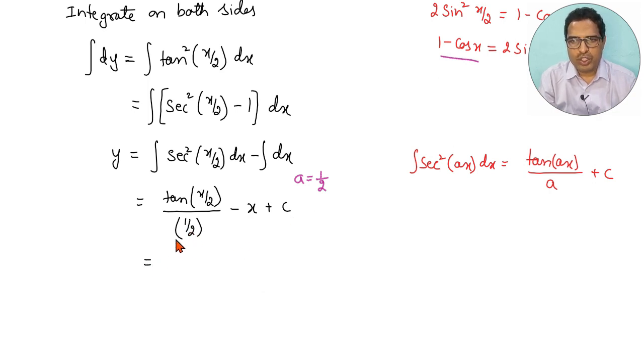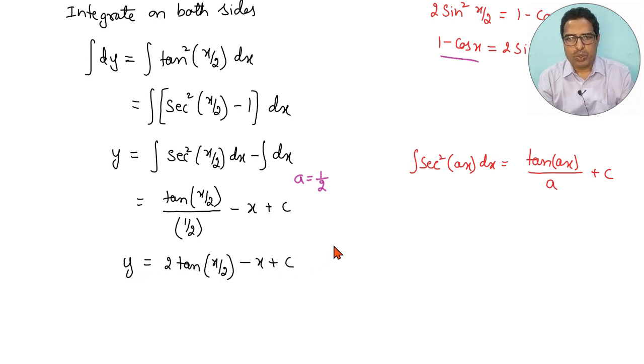1 by 2 in the denominator, when it comes to the numerator it becomes 2 by 1, which is 2. So we get 2 tan of x by 2 minus x plus c. That is the required solution.